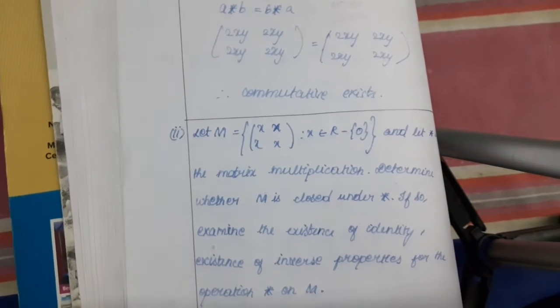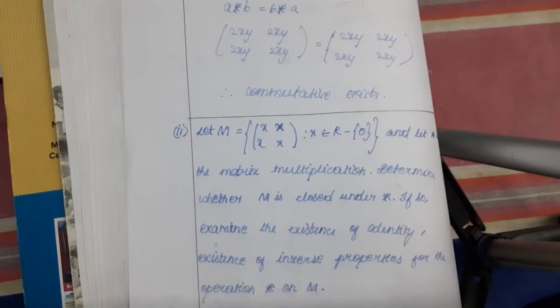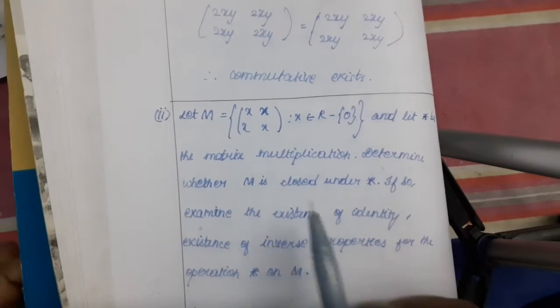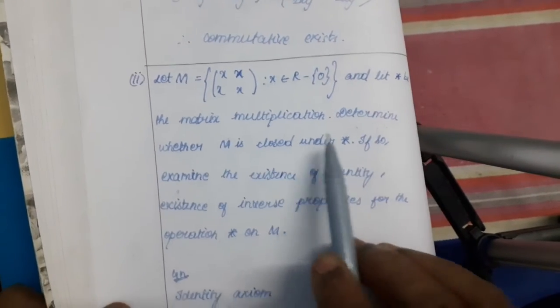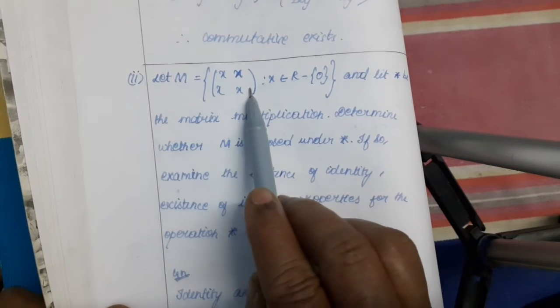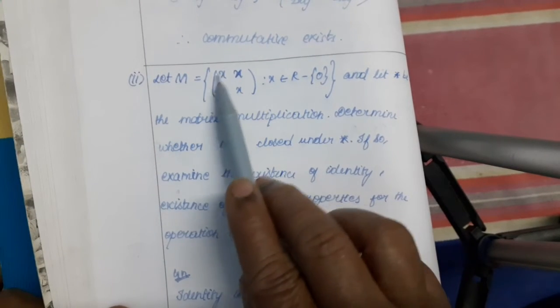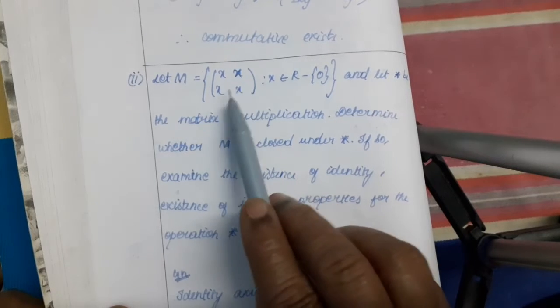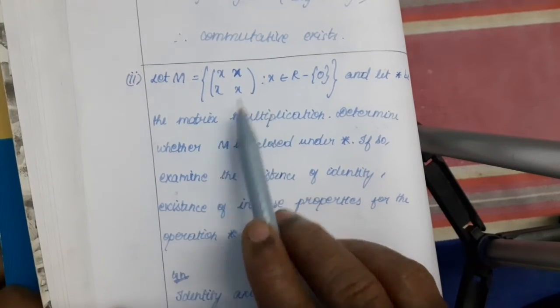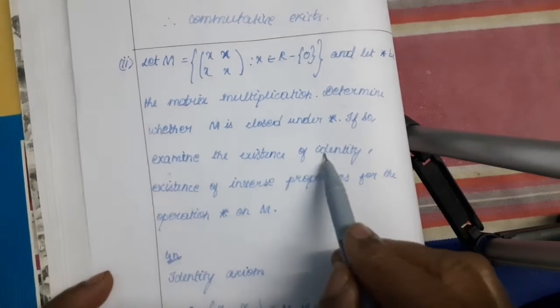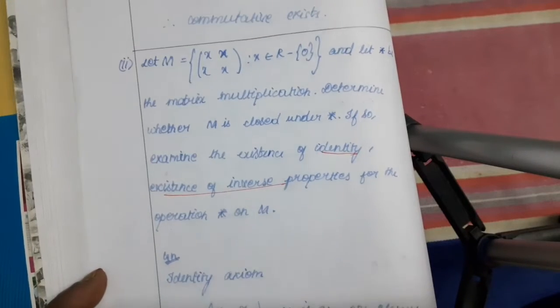What is the second subdivision? We are going to prove the identity as well as the inverse property. Let M be the same question, matrix multiplication. M is nothing but the 2 by 2 matrix of X. Suppose that A equal to X, similarly B equal to Y, C equal to Z. But here we are going to prove the identity as well as the existence of the inverse property.